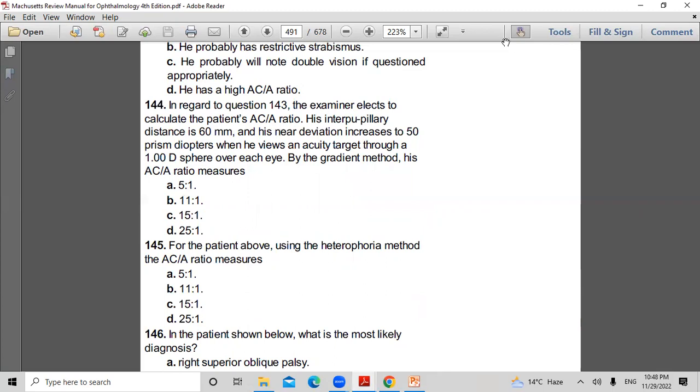Yes, so here they use a lens. The tricky part is that they give you the interpupillary distance of 60 millimeters, and the interpupillary distance is used in the heterophoria method, not in the gradient method. Then they told you his near deviation increased to 50 prism diopter when he views an acuity target through a 1 diopter sphere, so you give him glasses of 1 diopter. The gradient method is about the glasses or lenses that you give to the patient. Just remember: gradient, G, glasses. You give him a diopter here, glasses or lens or anything, just a way to remember.